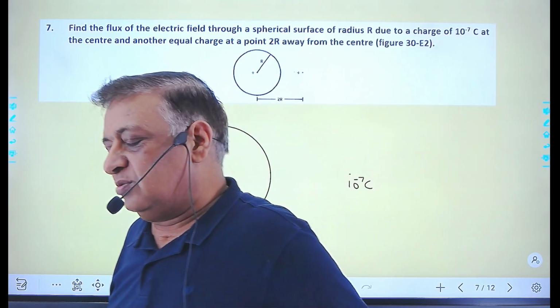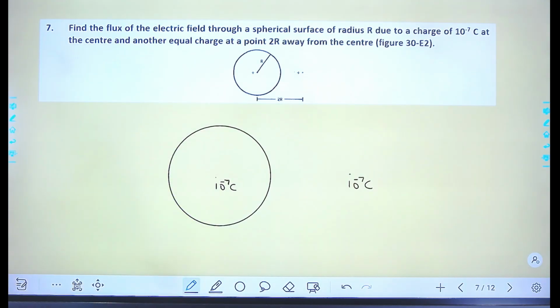तो अगर चार्ज इनक्लोज्ड 10 टू द पावर -7 है, फ्लक्स कितना हो जाएगा? फ्लक्स इज क्यू इनक्लोज्ड अपॉन एप्सिलॉन नॉट, और एप्सिलॉन नॉट की वैल्यू हमें पता है. तो एप्सिलॉन नॉट की वैल्यू पुट करोगे, एंड यू विल गेट द आंसर.